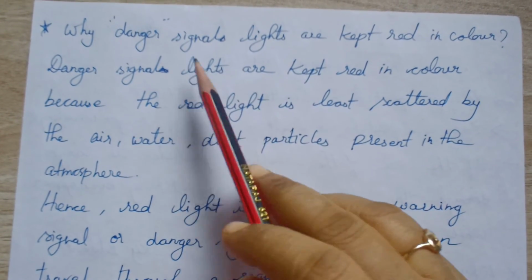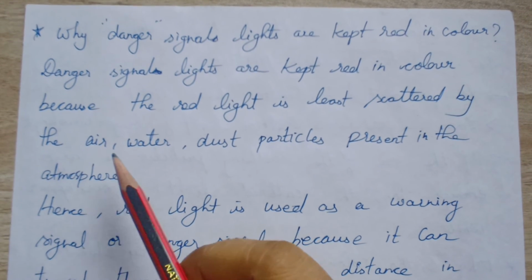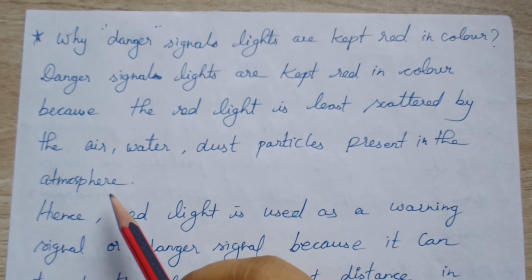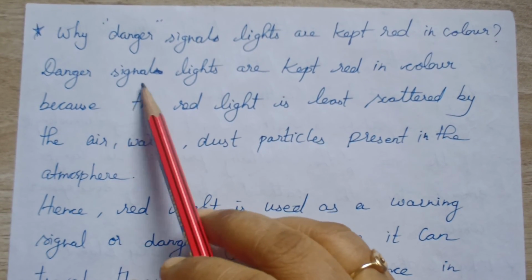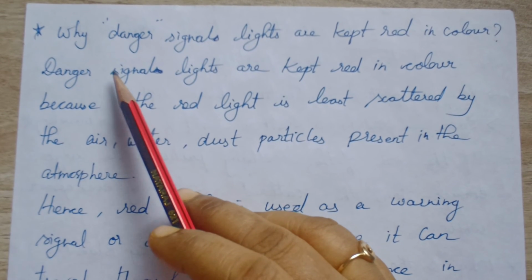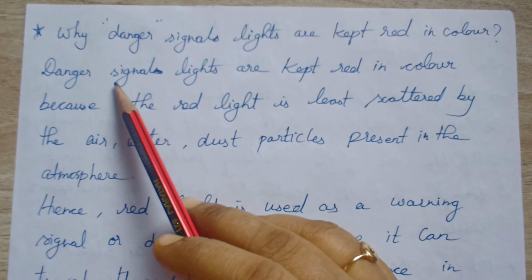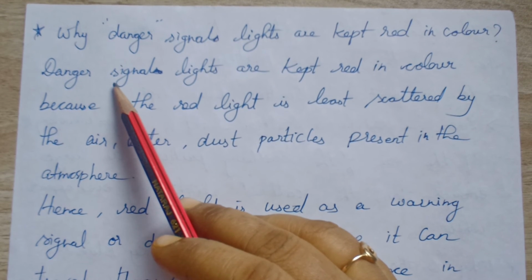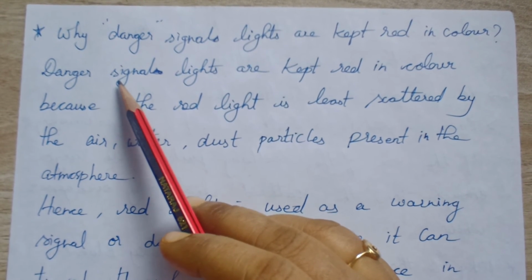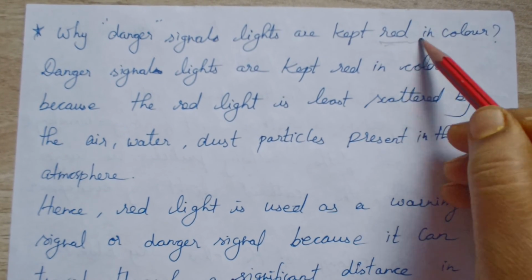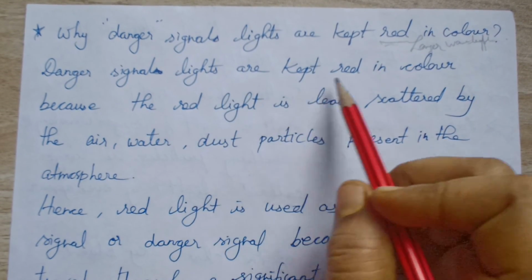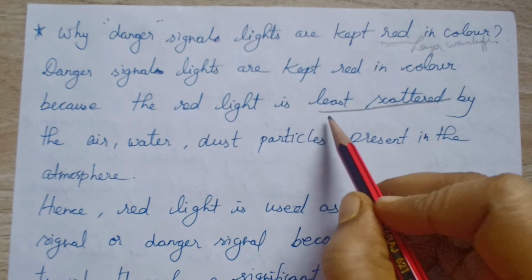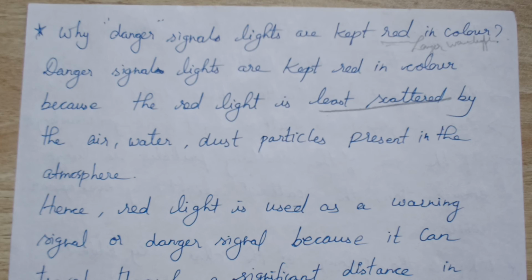Next, why are danger signal lights kept red in color? Usually we can see that danger signals, warning signals, are kept red in color, right? Because red light has a longer wavelength compared to the other colors. If the light has a longer wavelength, it is scattered the least by the particles. Shorter wavelength light is scattered the most by the particles when compared to longer wavelengths. So danger signals are kept red in color because red light is least scattered by the air, water, and dust particles present in the atmosphere.